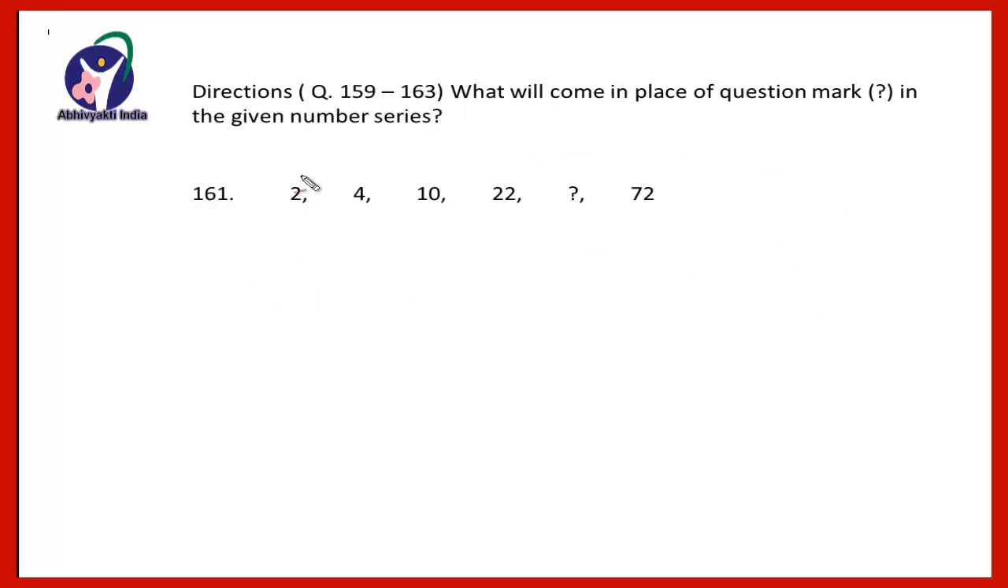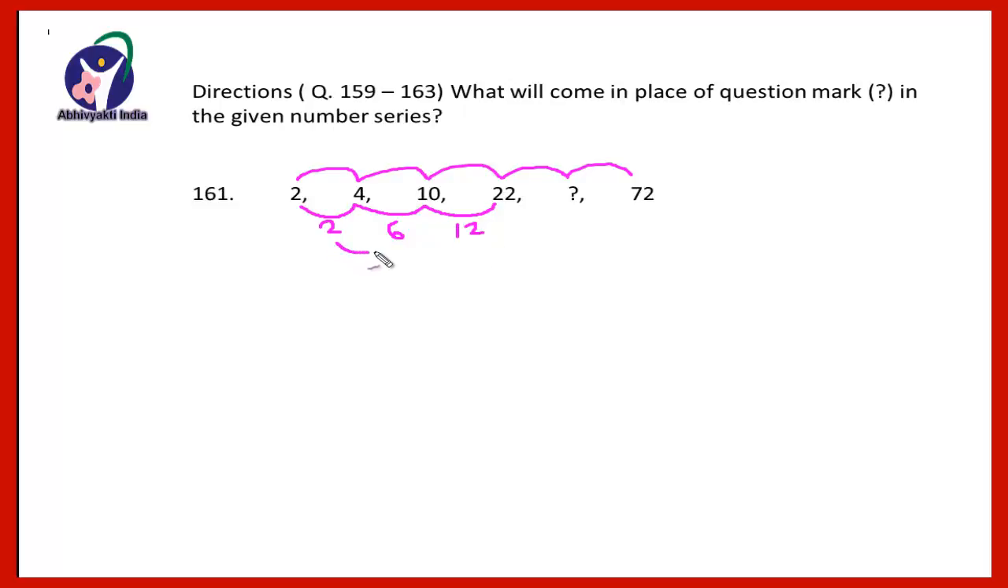Now the next series is 2, 4, 10, 22, question mark and 72. The numbers are increasing. It means some number is added or it is multiplied. So check for that. Here if you observe, you will see that the difference between these two numbers is 2. Then the difference between these two numbers is 6. And the difference between these two numbers is 12.